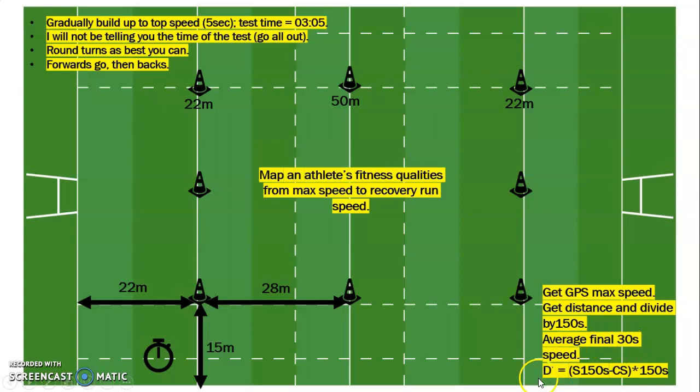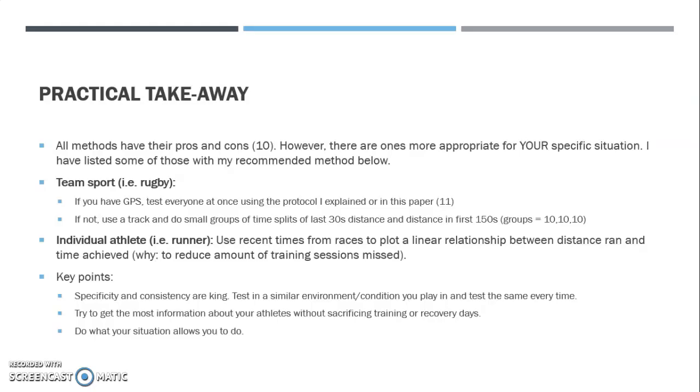And at the end, I would take all those numbers, and then I would calculate the D prime using this equation right here. So quite simply, you've got a test that, including warm-up and instruction and everything like that, as long as you have GPS like Catapult or StatSport, has now mapped an athlete's fitness qualities from max speed to recovery run speed. And you did it in under 30 minutes, so that's pretty powerful.